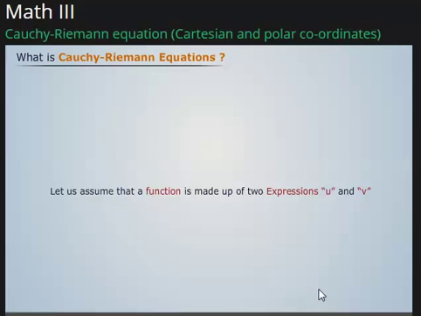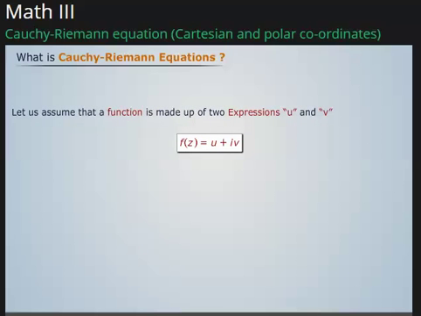Let's assume that a function is made up of two expressions, u and v. Let these expressions in turn be functions of x and y.